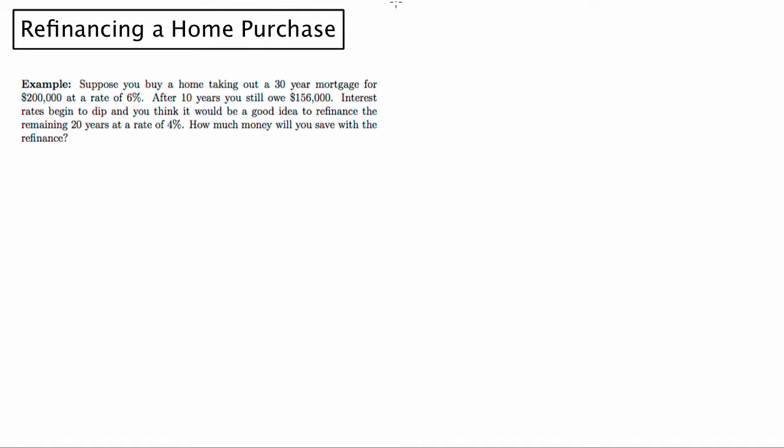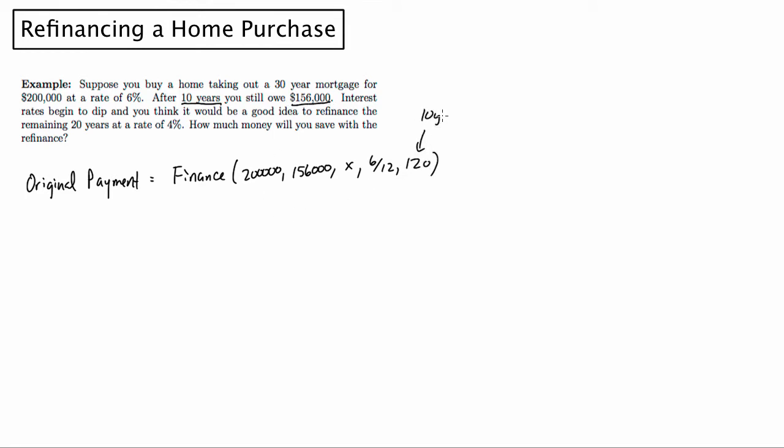The idea is to start out by calculating what the original monthly payment would be here. So the original payment, the payment that you were making, was a payment that allowed you to finance $200,000 and have a remaining balance of $156,000, making a certain size payment at 6% for 10 years. So after 10 years, you owe $156,000, which means in 10 years you would have made 120 payments.